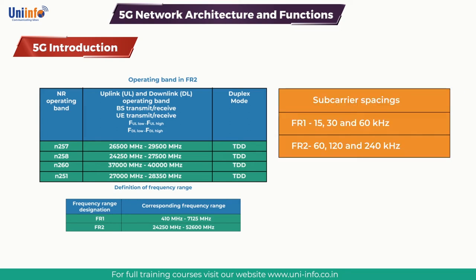Subcarrier spacings of 15, 30 and 60 kHz are supported within frequency range 1, while subcarrier spacings of 60, 120 and 240 kHz are supported within frequency range 2. The 240 kHz subcarrier spacing is only used for the transmission of synchronization signals and the physical broadcast channel. Smaller subcarrier spacings have longer symbol durations, which allows support for larger cell ranges. Larger subcarrier spacings have shorter symbol durations, which allows support for lower latencies.